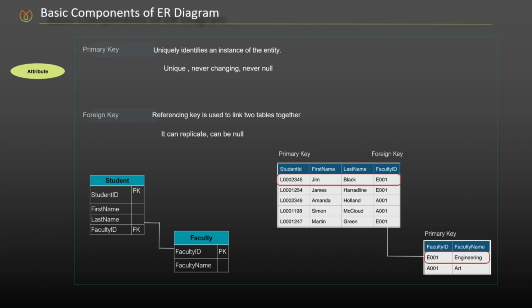If you look at a specific student, it has a faculty ID of E001. This is a foreign key because it references the primary key in the faculty table. So now we know exactly which student belongs to which specific faculty. The same faculty ID is repeated because more than one student can study in the same faculty. Unlike a primary key, foreign keys don't have to be unique. They can be repeated in a table. And another difference between primary key and foreign key is that there can be multiple foreign keys in one entity.